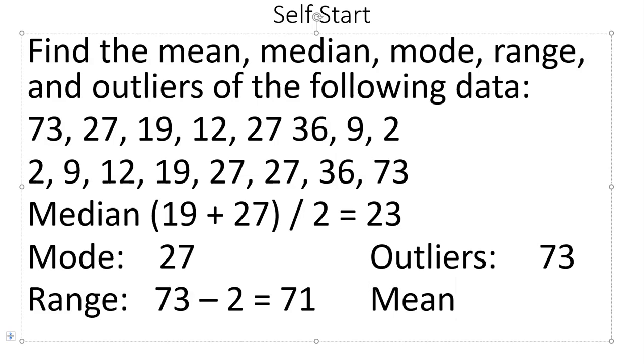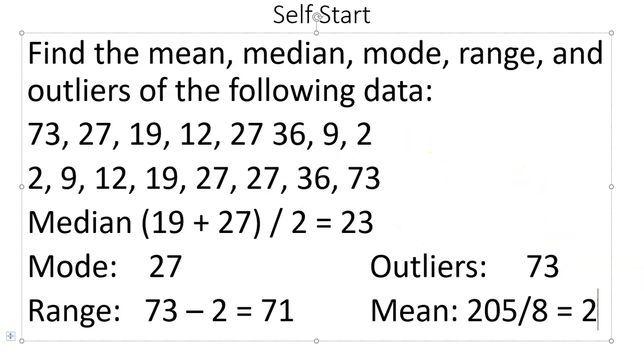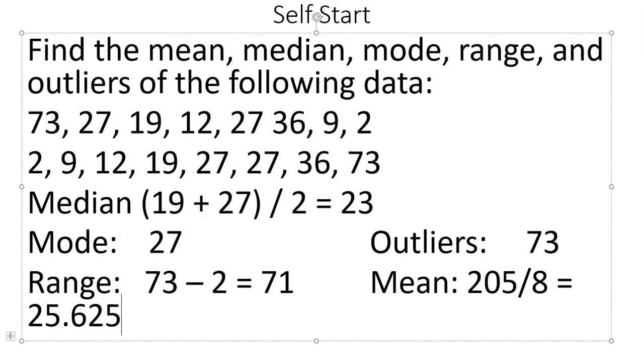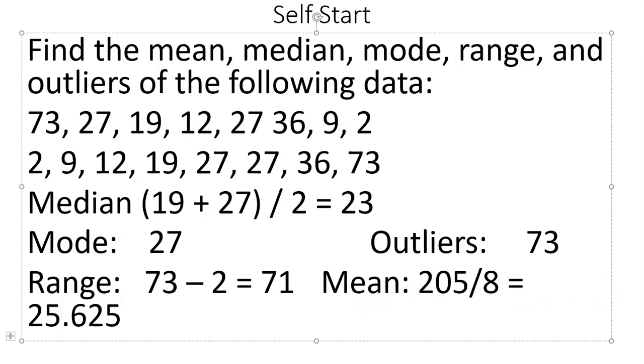And for the mean, we add them all together. So I type into my calculator 2 plus 9 plus 12 plus 19 plus 27 plus 27 plus 36 plus 73 is 205. And then I take that 205 and I divide it by 1, 2, 3, 4, 5, 6, 7, 8, divided by 8. And I get 25.625. Mean, median, mode, range, and outliers.